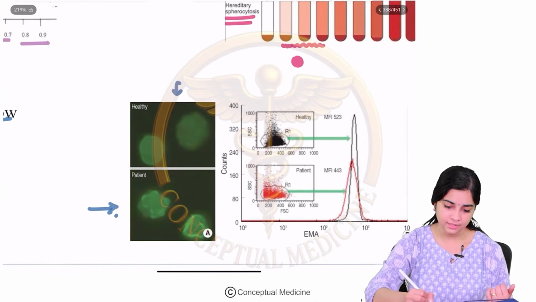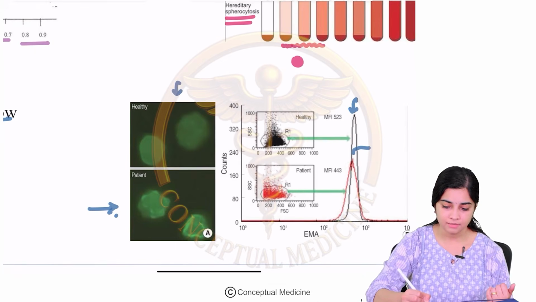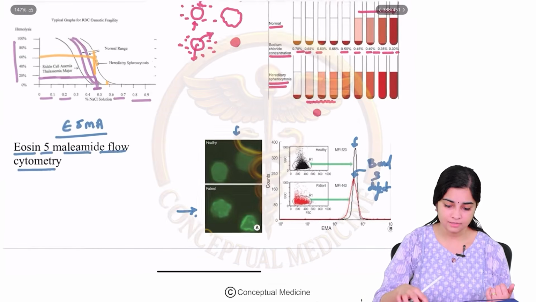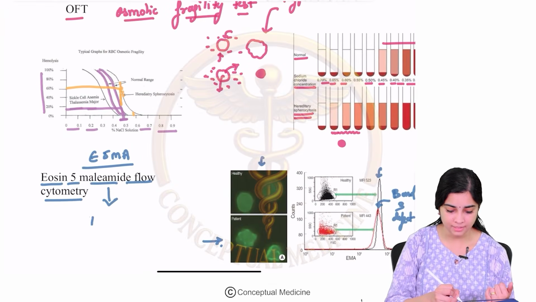right? So can you see in a healthy individual, the peak is somewhere here, but the peak is much lower because of the band 3 defect, right? So the peak is lower in an eosin 5 maleimide flow cytometry. So eosin 5 maleimide binds specifically to band 3.